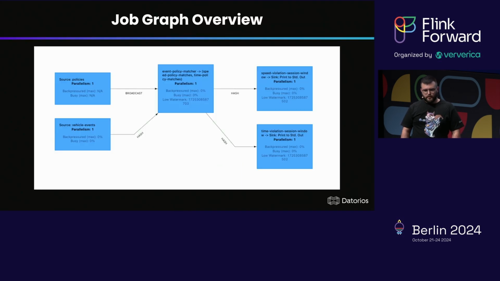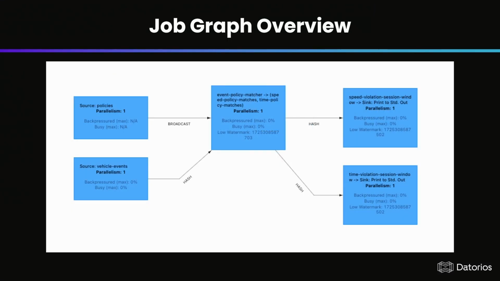So here we have an overview of our job graph. On the left, we have our policies and vehicle events. In the middle, we have our event policy matcher. This takes the policies and checks the profiles against the incoming vehicle events to make sure they match. And on the right, we have our session windows. These, combined with some custom window triggers, are used to compute policy violations.